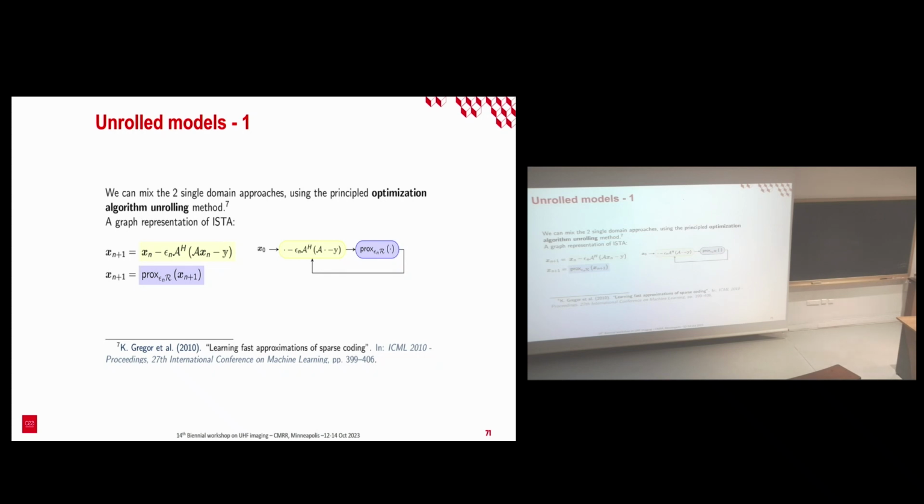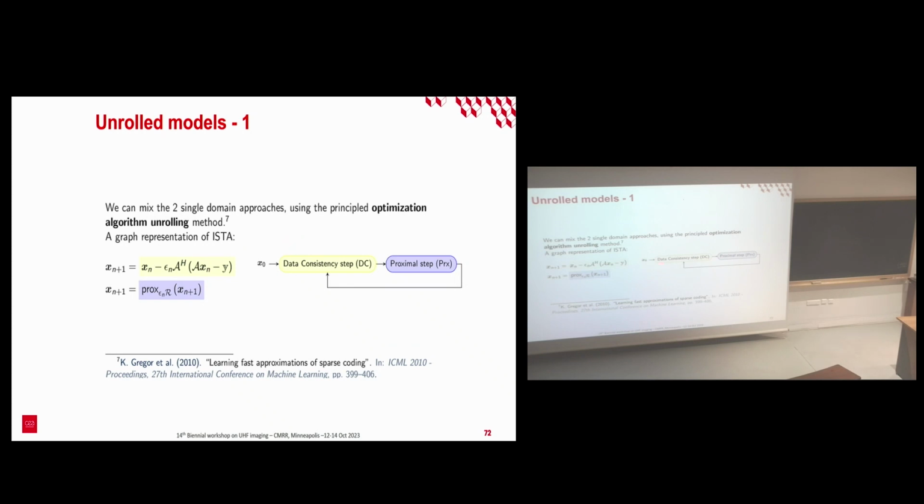Okay, let's try to make this clear. I'm sorry, I don't have any questionnaire, but we have these two equations that we can represent with this block diagram, and this means that it iterates. We call this step data consistency. We call that step the proximal step. And again, usually this is really the denoising step in the original optimization framework.